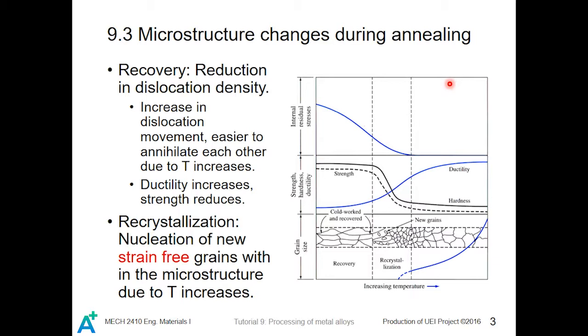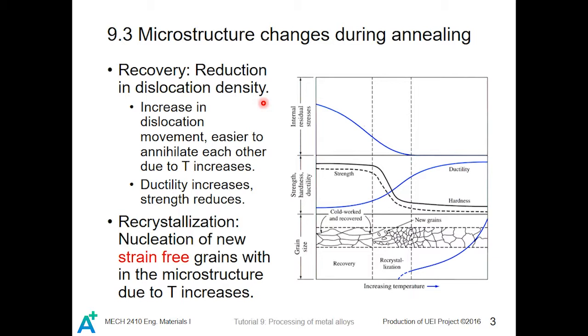During annealing, the microstructure or the grains will change during the process. We have two main phases. The first phase is the recovery phase, in which the dislocation density is first reduced, because when the temperature is increased, there is an increase in dislocation movement due to easier diffusion of the atoms within the metal. As dislocations can annihilate each other, which I have mentioned before, such an increase in dislocation movement can reduce the dislocation density. Because of the reduction of the dislocation density, the ductility of the workpiece will increase, but with a reduced strength.